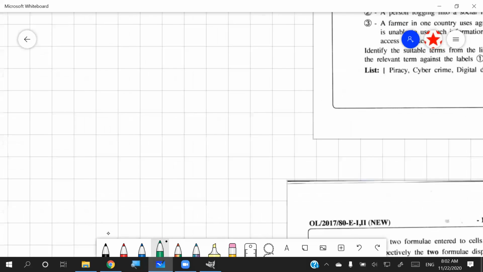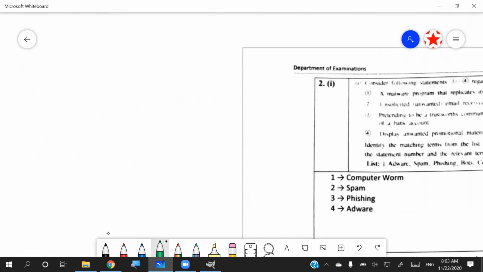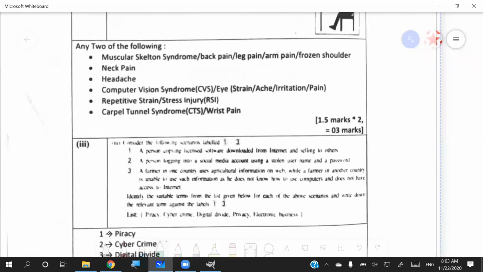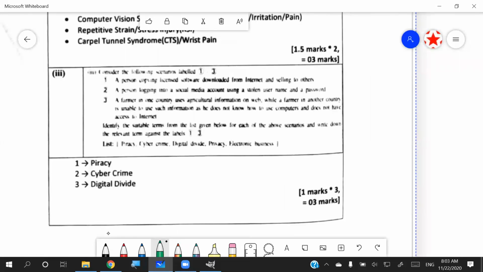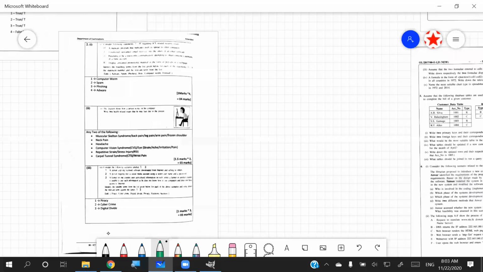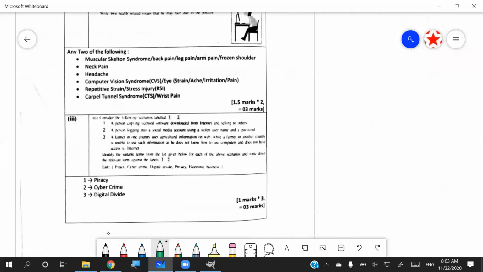So how are the marks given? Let me see. Yes, 1 mark for each part, for each answer, right? So 3 marks for that. See how many out of 10. Okay, moving to the third question.